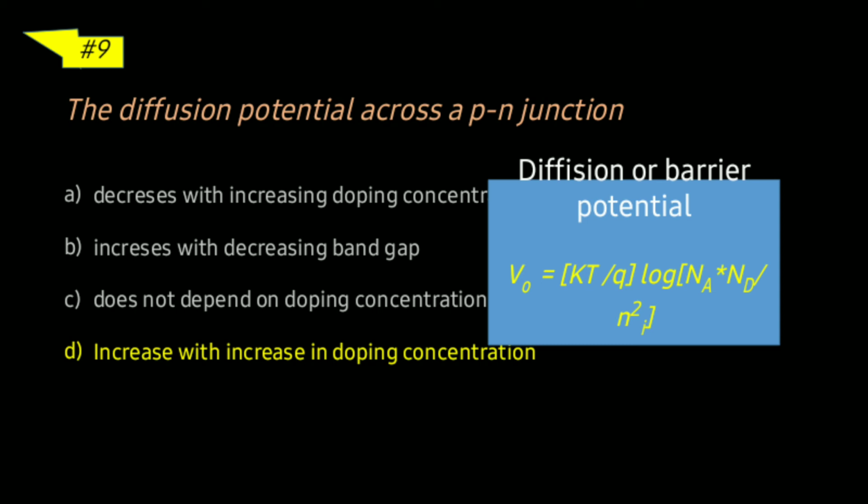So here we can see the diffusion or barrier potential is given as V0, which is equal to kT by q log Na into Nd, that is doping concentrations, over ni square. So as we increase the doping concentration, the diffusion potential across the PN junction also increases.